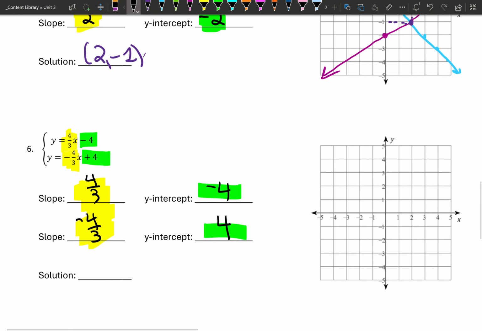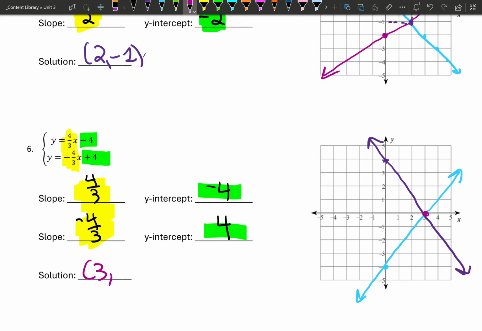Let's graph. All right, so the first equation starts at negative 4, goes up 4 to the right 3. The second equation starts at positive 4 and goes down 4 to the right 3. So the negative always tells us up or down. We always go to the right. Okay, here's our answer. For the x's, that's 3. But for the y's, it doesn't look like we have a number. But what is in between 1 and negative 1? 0. Beautiful.